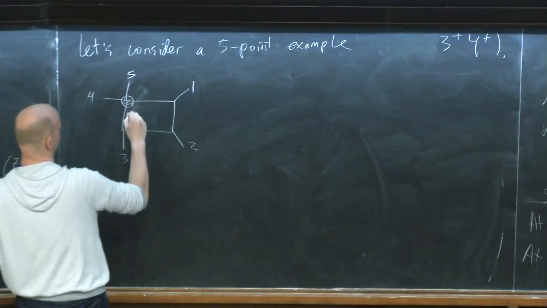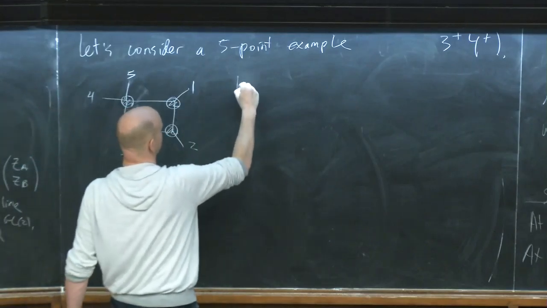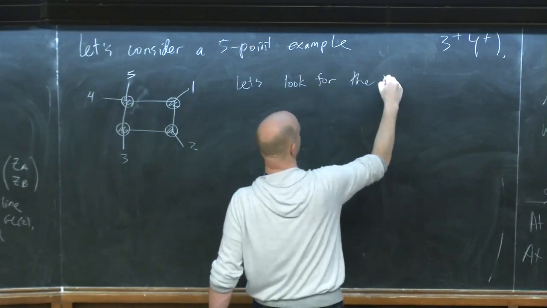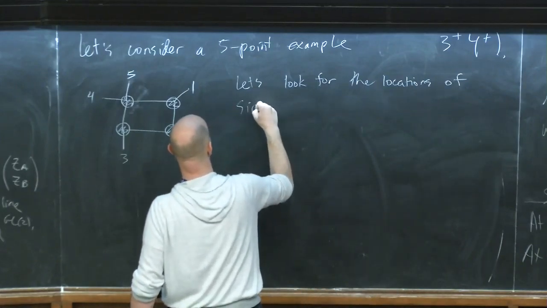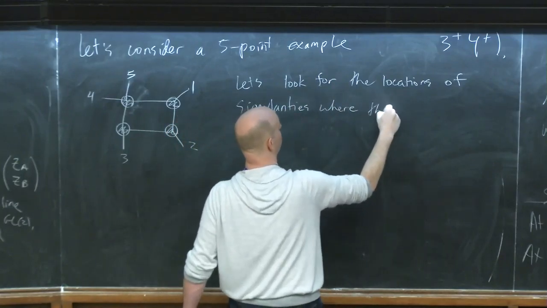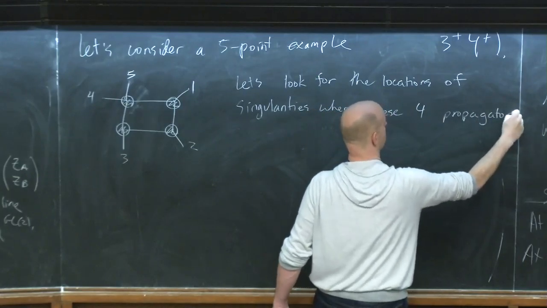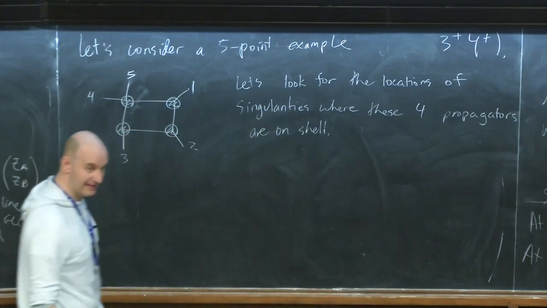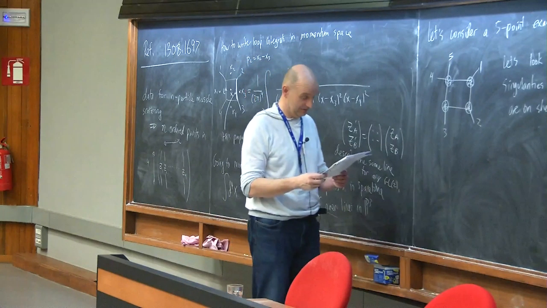And I guess I mean gray blobs here. Let's look for the locations of singularities where these four propagators are on shell. So the idea is exactly identical to the previous example we did, except now I have a 5-point amplitude.